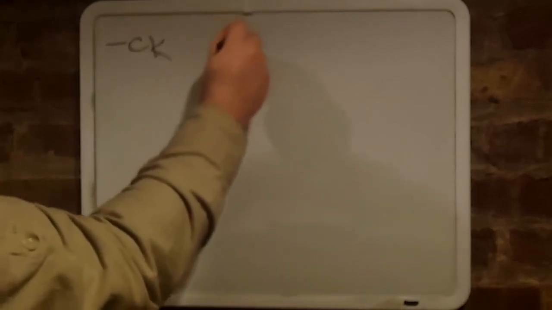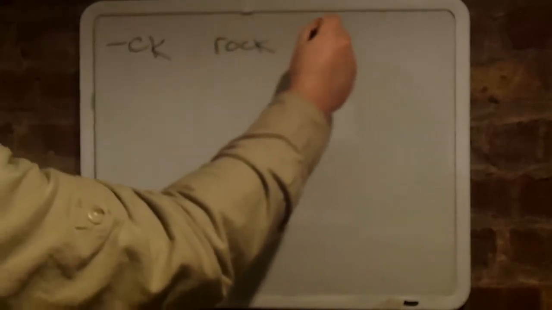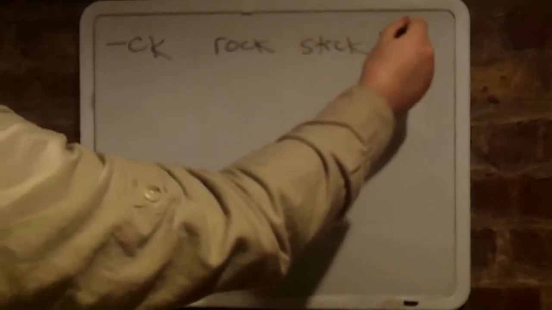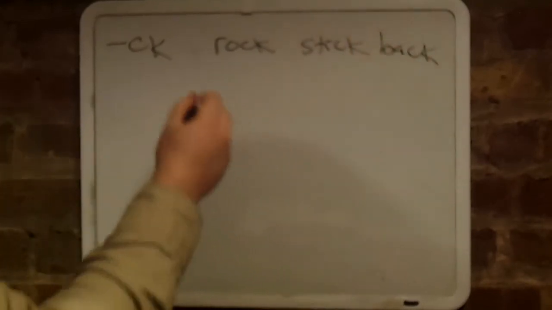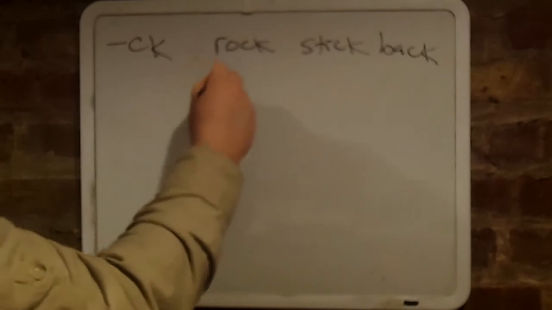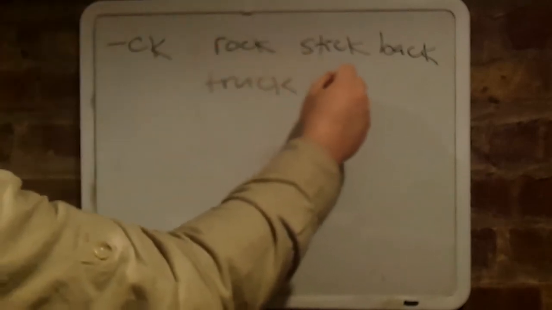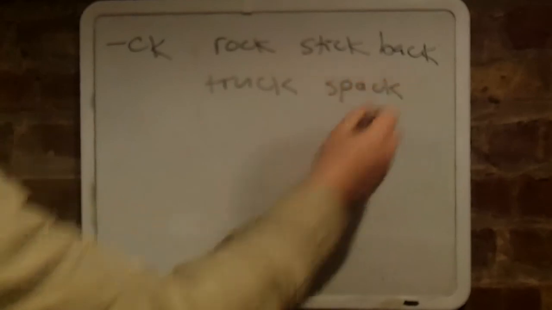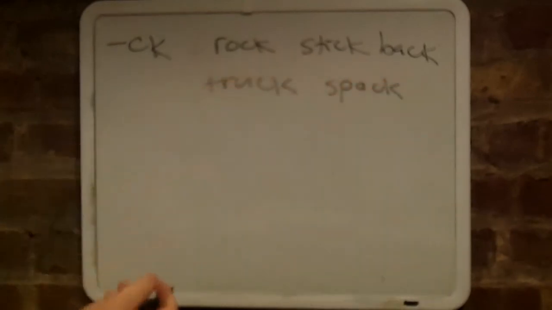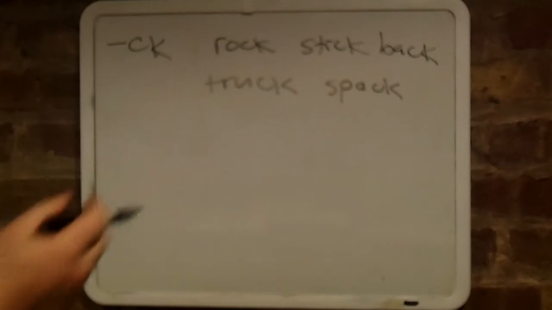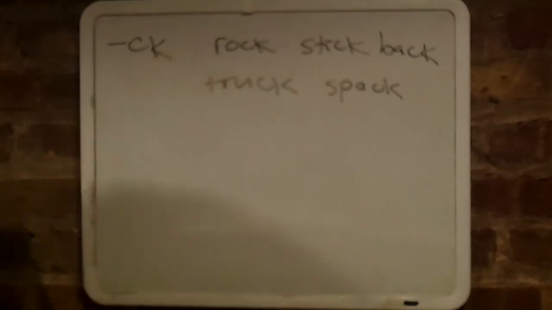The combination CK at the end of the word always makes a short vowel. So you have words like rock, stick, back, truck, spec. So CK always makes the K sound and it always works with a short vowel.